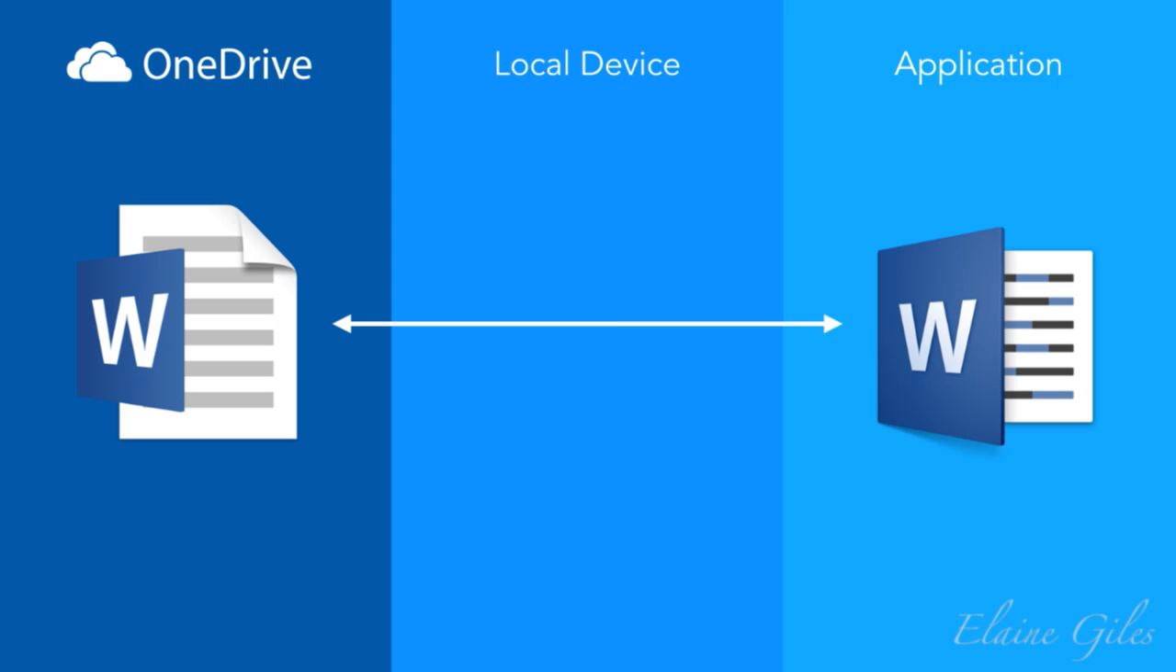Now, the point of that diagram is to show you, on the local device, irrespective of what that device is, Mac, PC, doesn't matter, I do not need a local copy of the file. I do not need to synchronize anything. I just need to go to Word, point it to OneDrive, and start editing the file.